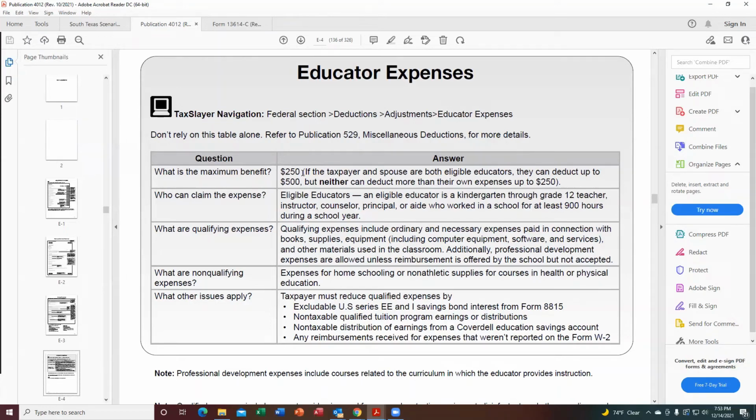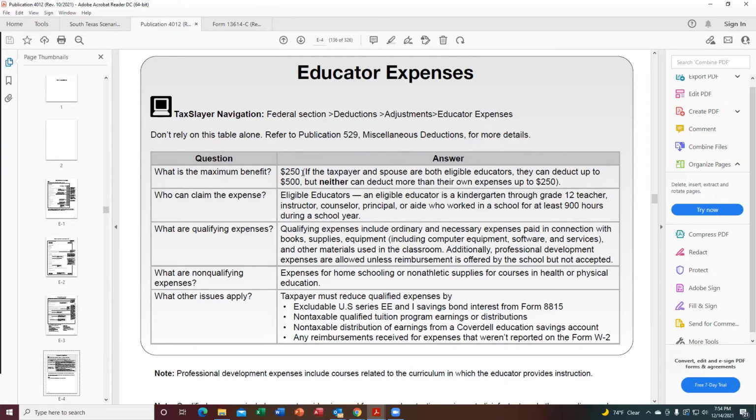If it's married filing jointly and they're both teachers, then the max is $250 per, meaning $500 in total. But it doesn't mean that if they only have receipts for $100, we're going to enter $250. No, if they give us an amount, yes, I spent $500 and it's only one person, okay, we're going to show the max of $250. But again, it's dependent upon whatever they have as actual receipts. And again, we do not need to see actual receipts, but we encourage them to have receipts.